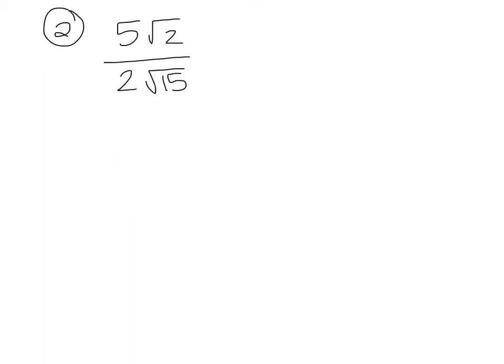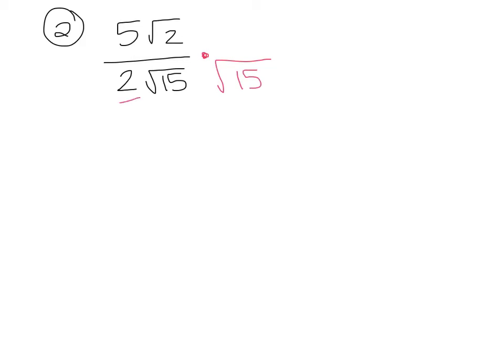Number 2, 5 square root of 2 over 2 square root of 15. Okay, right now you're looking at the 5 and the 2. Since they're both on the outside of the radical, you could simplify if possible, but you can't. And then the 2 and 15, since they're both on the inside, you could simplify, but you can't. So we need to get rid of the radical on the bottom, and to do that, we're going to times it by itself. So we're going to times it by the square root of 15.